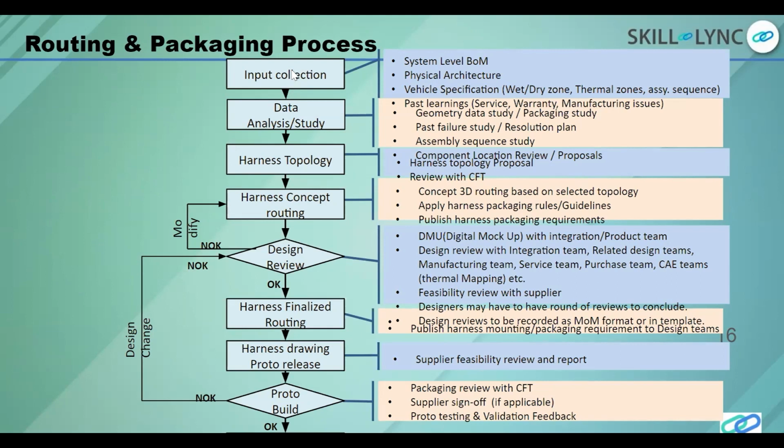Now there will be a design review for the first level of concept routing, just like any process. Whenever we're introducing a new process or a new thing, we generally go for a review, correct? There will be multiple people involved in the review. With this review process, what we are generally developing is a mock-up, or DMU, digital mock-up. All the teams will be involved in this product development. The product team is going to look into the data we have worked on, correct?